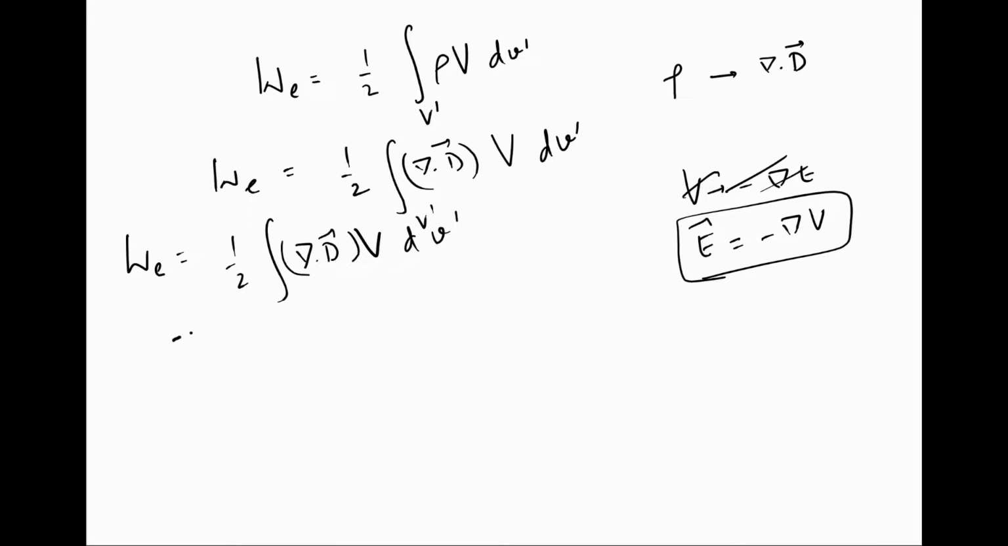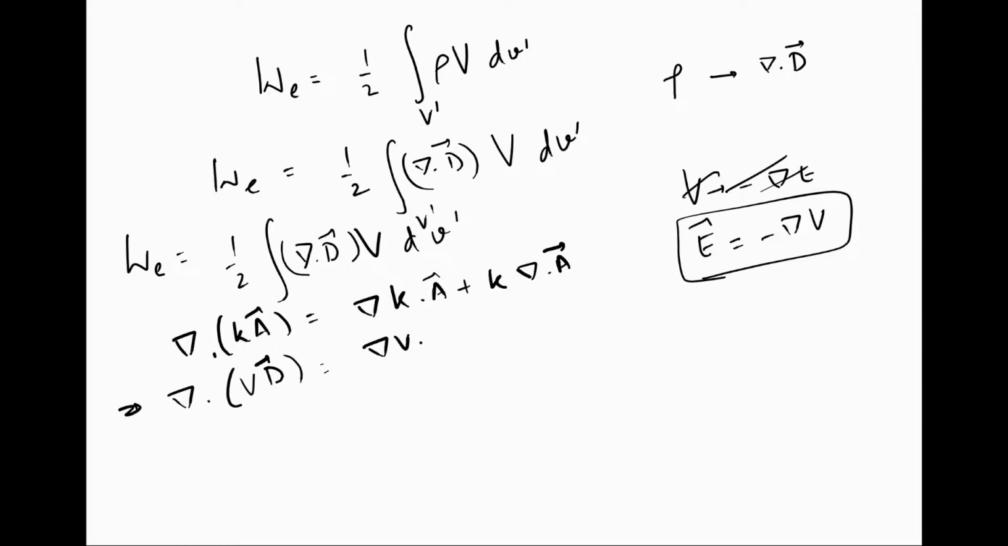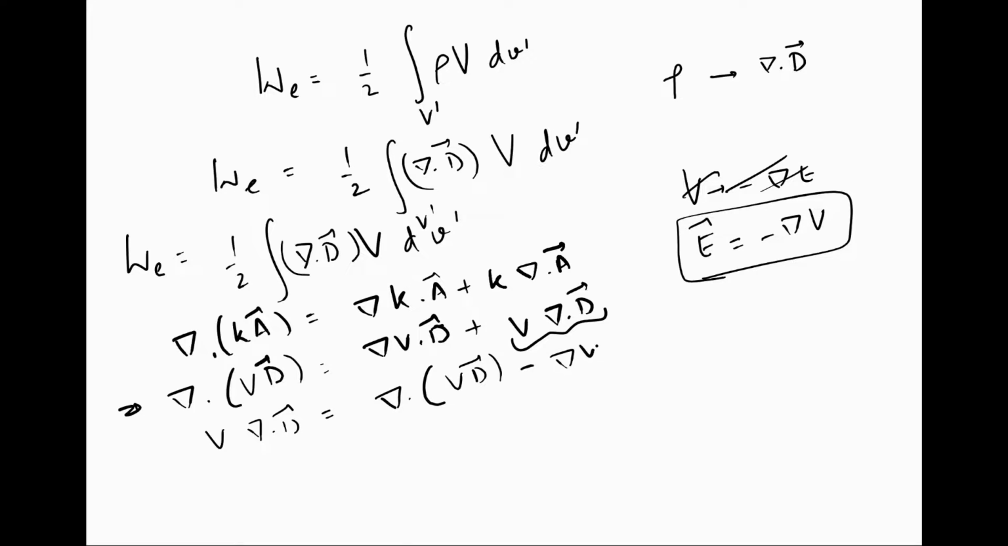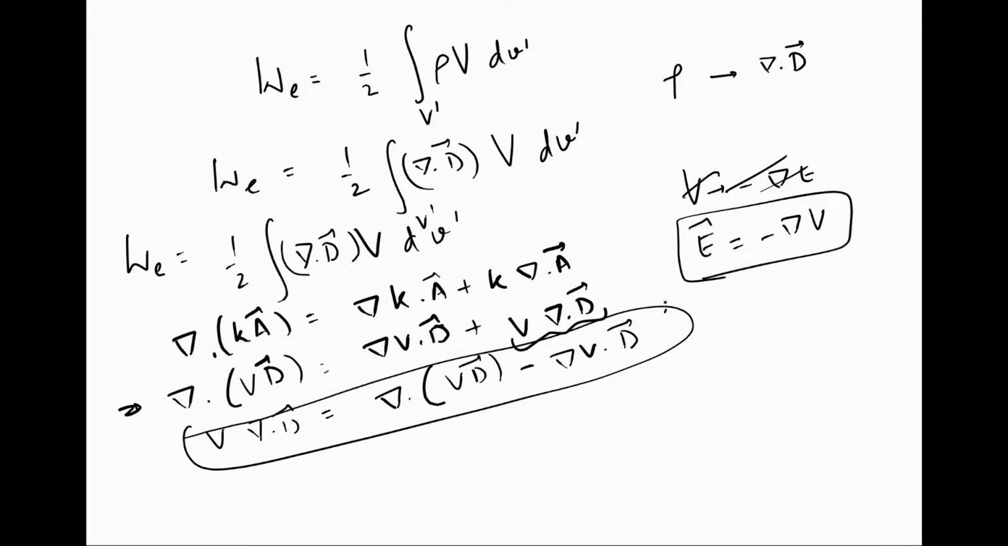How to do that? Now you see that del of some scalar into vector is given as del k dot A plus k del dot A. So it implies del dot of V times D is equal to del V dot D plus V del dot D. Now this implies this V del dot D is equal to del dot VD minus del V dot D. So I will now use this equation in this integral.